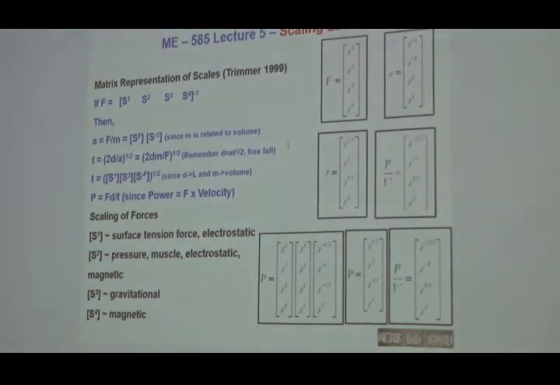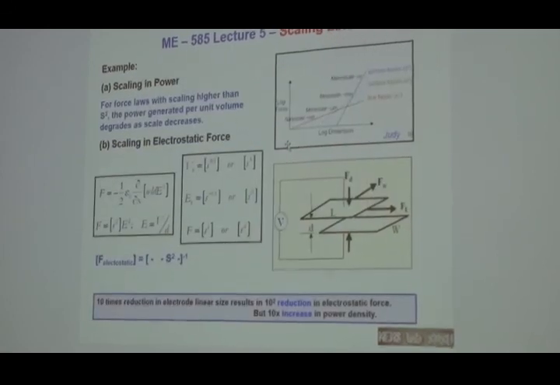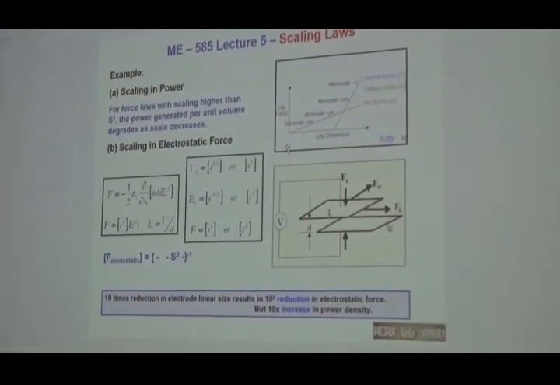Now, if you understood this, let's look at why electrostatic force sometimes scales with s to the power 2, and then sometimes s to the power 1. And why does electromagnetic scale with s to the power 4? Okay? So this is where we're going to look at the physics. Electrostatics.